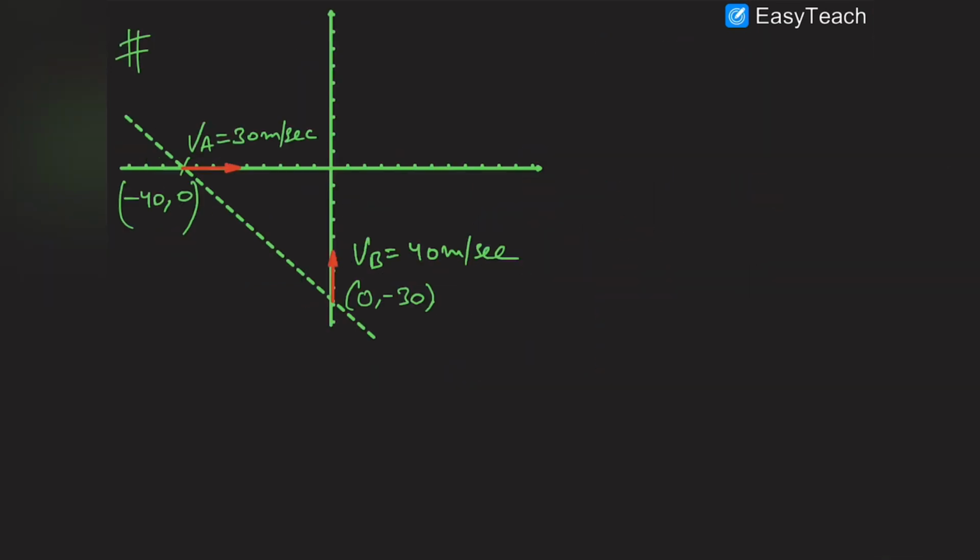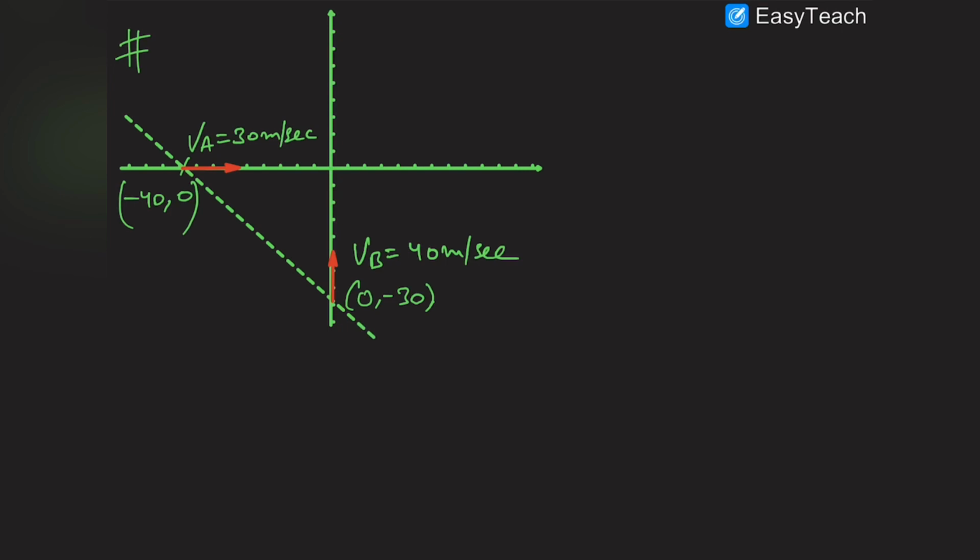But in other types of questions like this, in which this distance is 40 and its speed is 30, and this distance is 30, its speed is 40, you can easily see that they would not collide at any point, and hence we can say that initially the distance between A and B would decrease, and after some time the distance between A and B would increase, which means that at some instant of time the separation between A and B would be minimum.